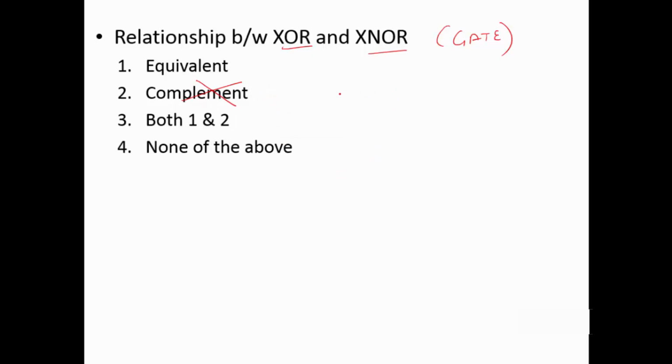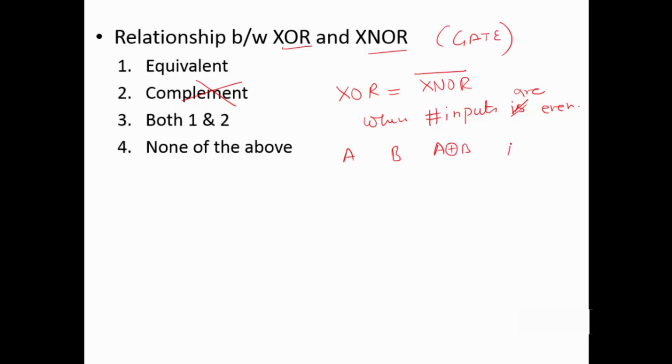How? We will see. We have already seen that XOR and XNOR are the complement of each other. But in what case? This is a partial story. They are complements when the number of inputs is even. We have already seen, suppose A, B, so this is A XOR B and this is A XNOR B. See this table: 0 0, 0 1, 1 0, 1 1.